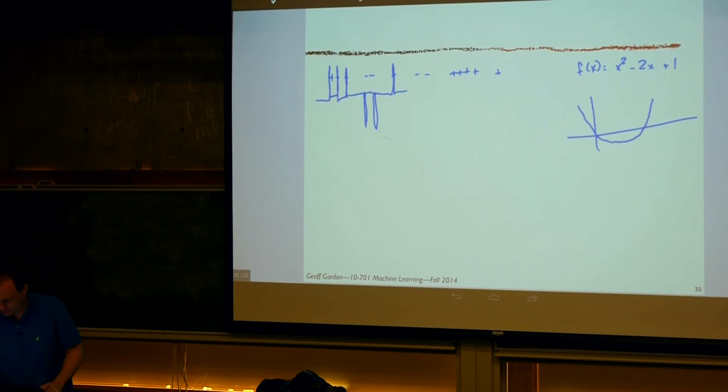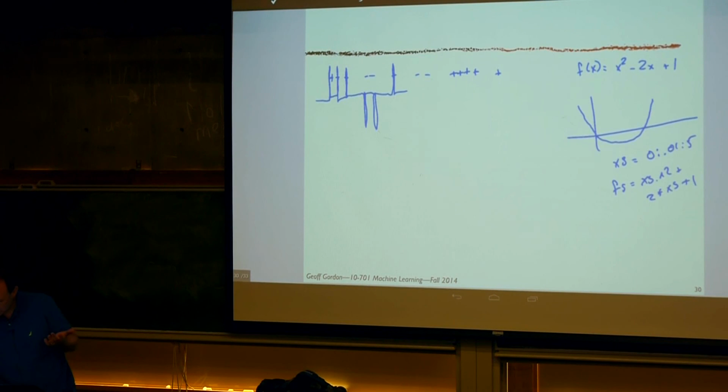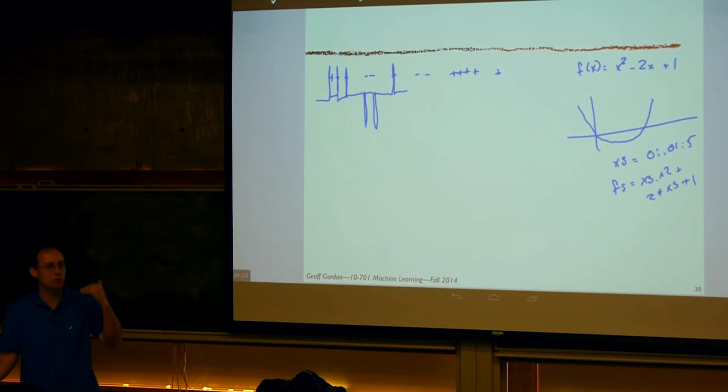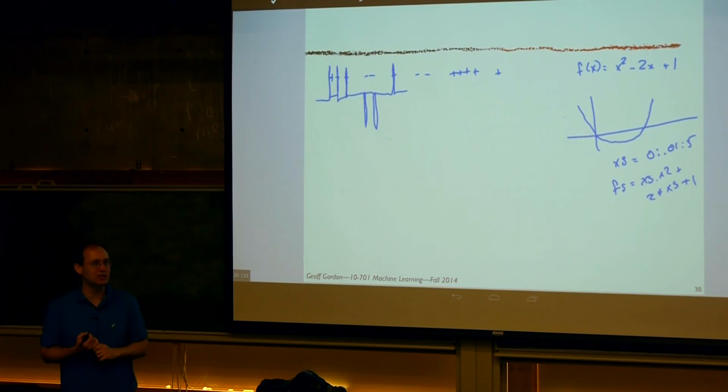In MATLAB, I can say something like xs = 0:0.01:5, sorry, my handwriting is getting worse than usual. And then fs = xs.^2 - 2*xs + 1. Now I have a vector fs that has 501 points in it, 501 components, because I sampled every hundredth of a unit from 0 to 5. It's not exactly the same as that function, but it's a pretty darn good representation of that function.